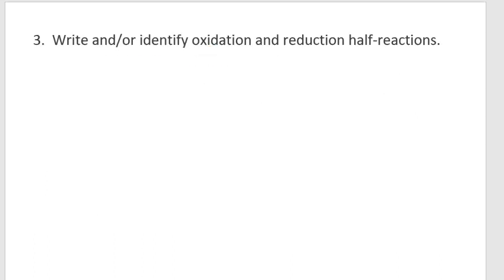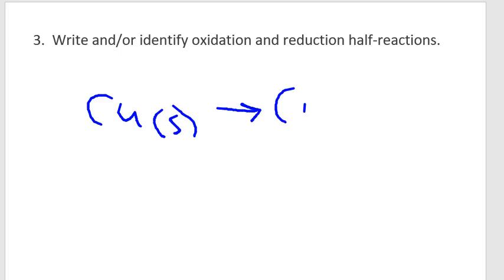If you're going to be asked about oxidation or reduction half reactions, most of the time you're going to be asked to identify it. You might be asked to write one, maybe given an overall equation where you apply the oxidation numbers, bring it down and balance with electrons, but more than likely you're going to be asked to identify. So let's take a look at an oxidation half reaction and a reduction half reaction. What if I have copper as a solid going to copper ions, aq?